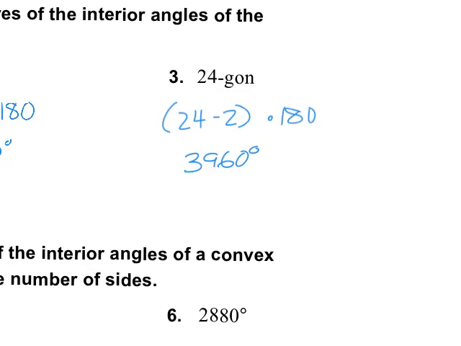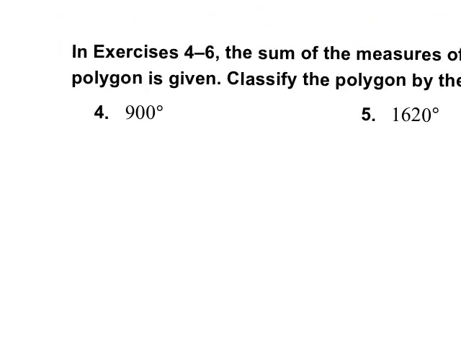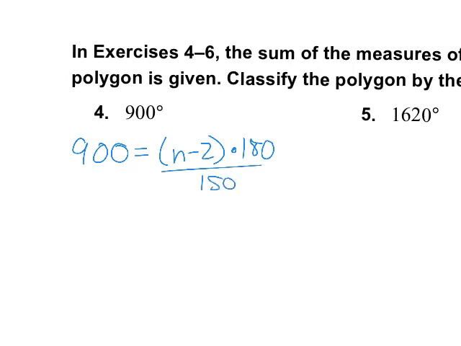Then we get to 4, 5, and 6, and it kind of changes it up on us a little bit, right? Do you just divide by 180? Kind of. Okay, so 900 is our sum. So now I'm doing 900 equals n minus 2, which is the number of sides minus the 2 for the number of triangles, times 180, right? So what did you say our first step was? Divide by 180, right? So we would divide by 180, which is the correct first step.